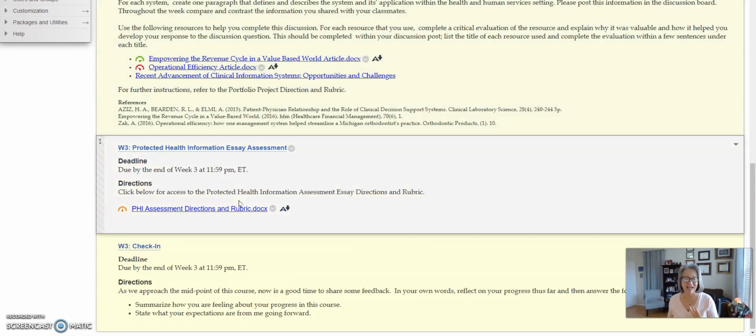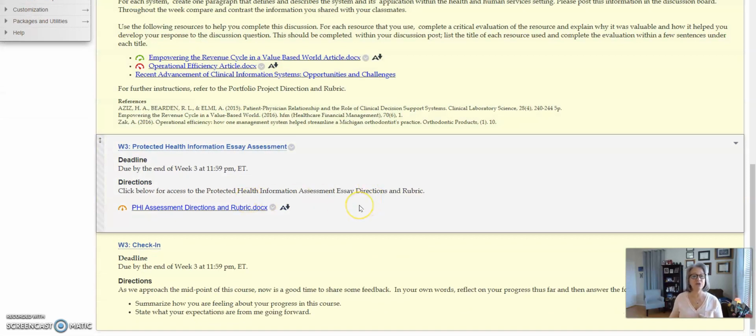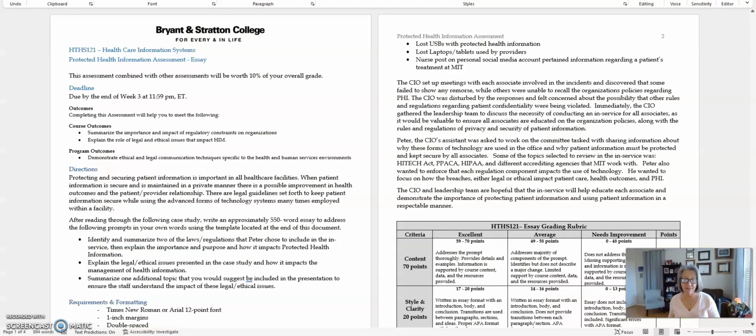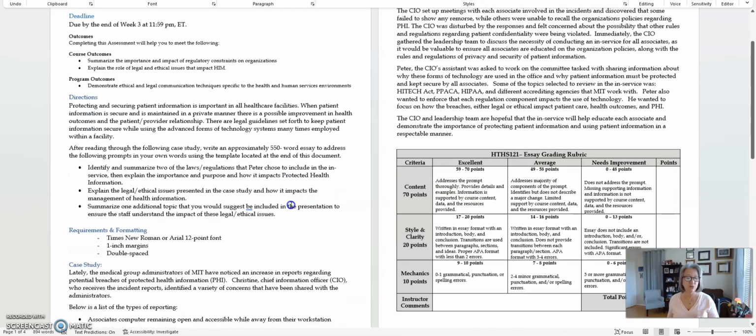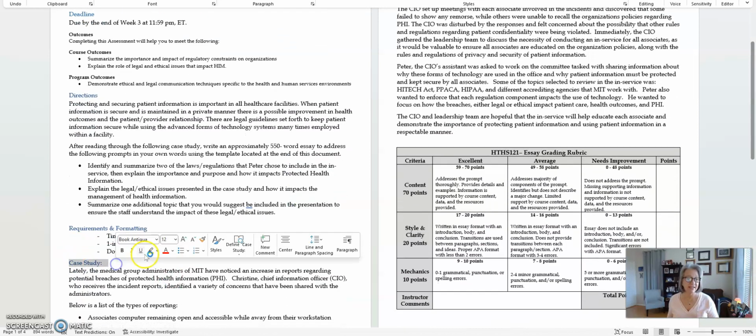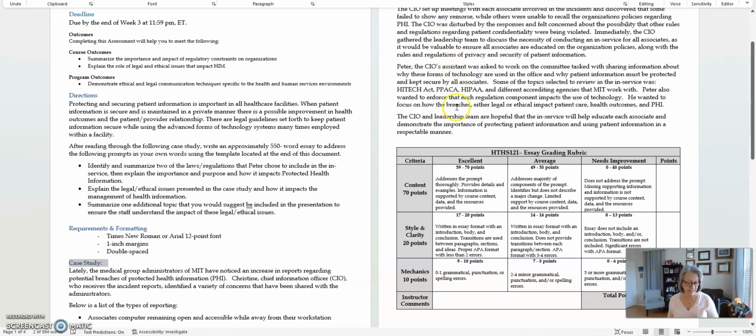Then your third task to submit this week is your protected health information essay. Let me pull up. Here's the instructions that you can download. In this particular assignment, you are going to be reading the case study that is located here. And after you have read the case study, in approximately a 550-word essay, we want you to address the following prompts.